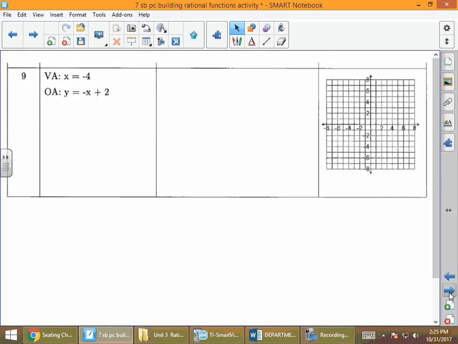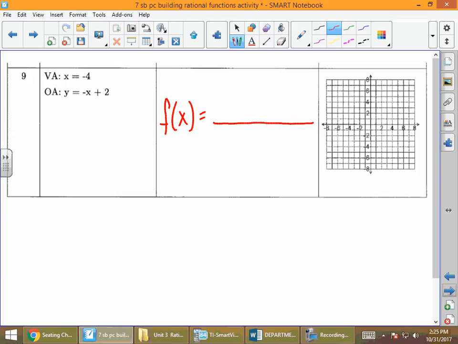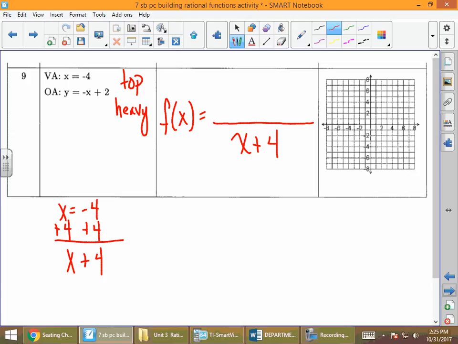Once again, we have the vertical asymptote. Can I go directly to x plus 4? Do you know where that came from? We just took the x equals the negative 4, and we added the 4 to both sides. So we get the x plus 4. Well, we have the oblique. Oblique means top heavy. So we're going to go back to our synthetic division. The first thing that we're going to do, in our denominator we have plus 4, so out here is going to be minus 4.